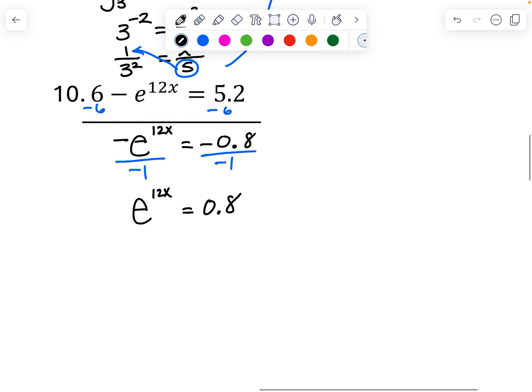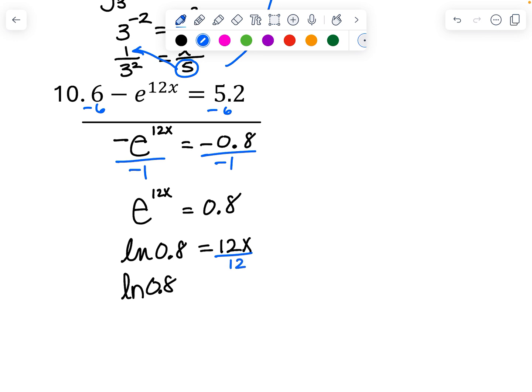Because the variable is in the exponential, I'm going to turn it to a logarithm, and it's e, so it's a natural log. The natural log of 0.8 is equal to 12x. I'm going to divide by 12, which is the same as multiplying by a 12th. So I'm going to have a 12th of the natural log of 0.8 is equal to x. That's my exact answer.